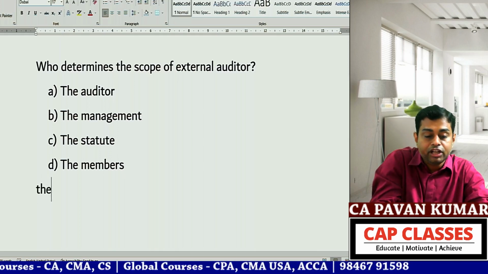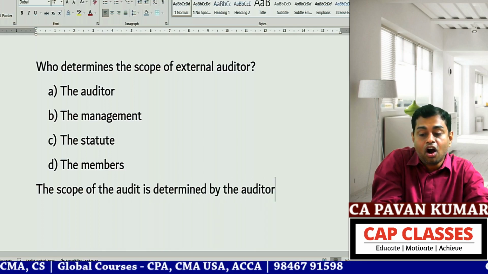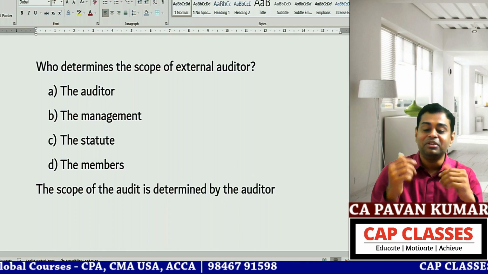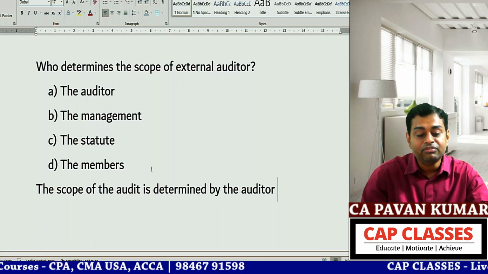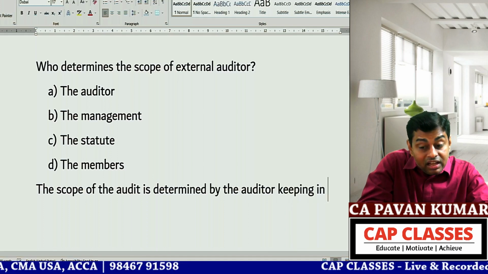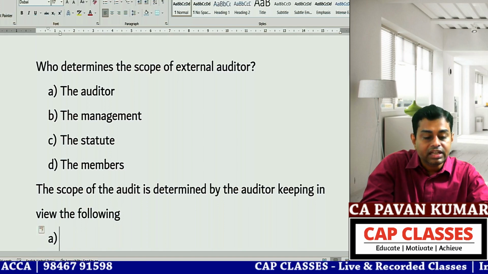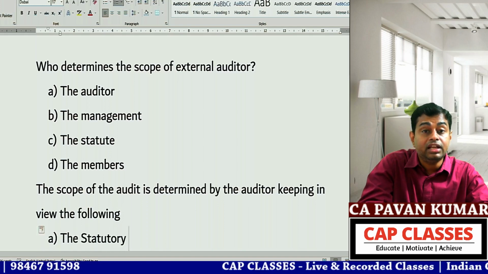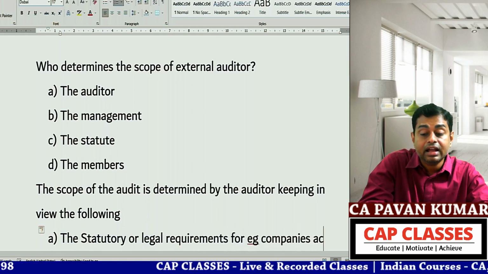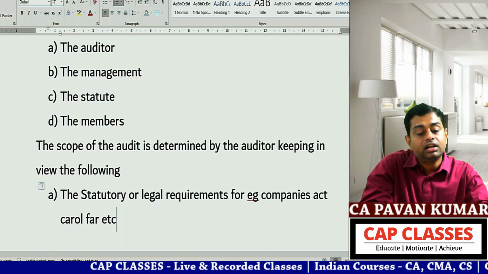The scope of the audit is determined by the auditor. Is anyone correct? In your two options, anyone can be correct, 50-50. Very good. The scope of the audit is determined by the auditor, keeping in view the following. A. The statutory or legal requirements. For example, Companies Act, CARO, LFAR, etc.